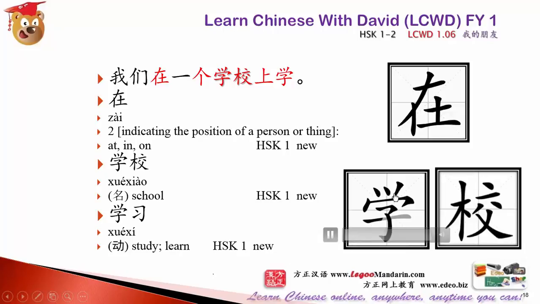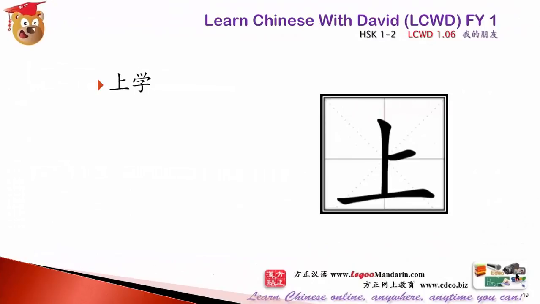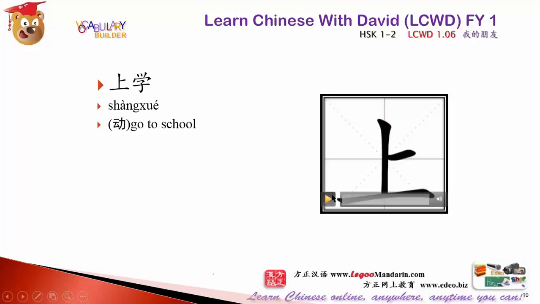学: at the top and bottom, at the bottom is 子. In ancient China only boys were allowed to study, so 子, son. 校: this is wood. 校长, last lesson we learned 校长, principal, headmaster. 上: look, this dot is the indicator to emphasize above. 上 is on top or above. 上 is also used as a verb meaning go, go to. 上学.